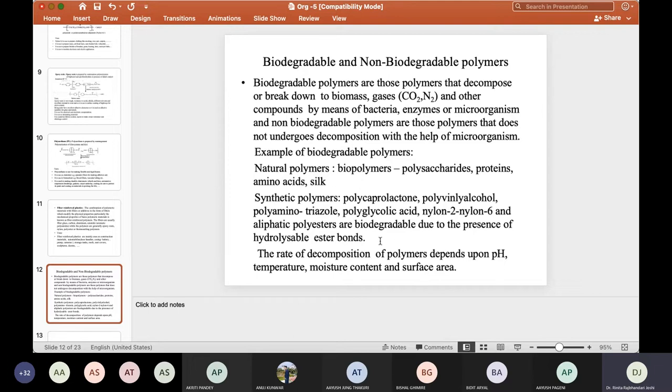Of course, the rate of polymer degradation, how fast or how slow it undergoes, depends upon the pH, temperature, moisture content, and the surface content of the polymer. So this is generally the idea about what is biodegradable and non-biodegradable polymers.